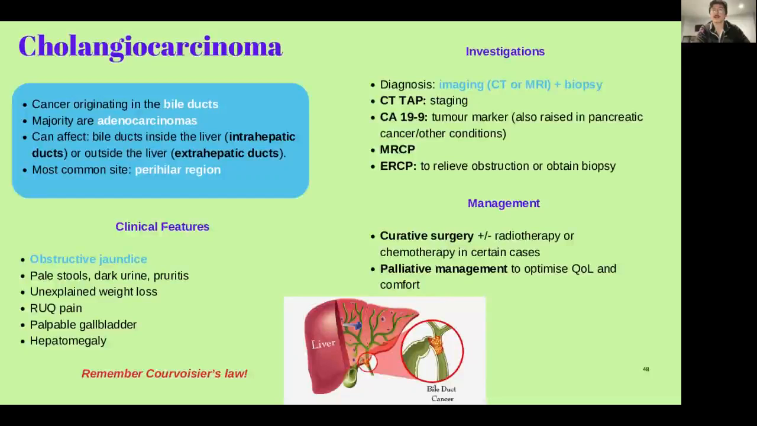Investigations again, so do all that workup with the imaging. So CT or MRI, and then confirm on the biopsy. And then, to relieve the obstruction, you can do an ERCP, put a stent in. Management is either curative surgery or palliative chemotherapy. And again, remember Courvoisier's law, because it can present in a similar way to pancreatic cancer with the painless jaundice or the palpable gallbladder.